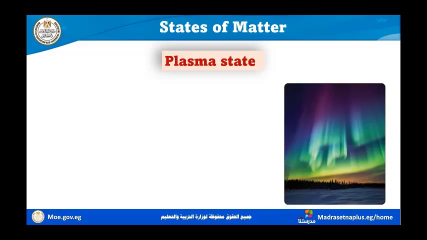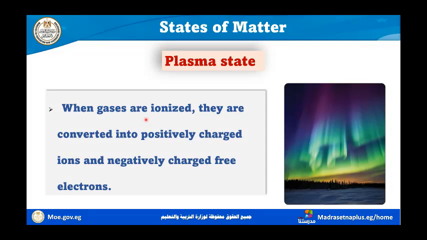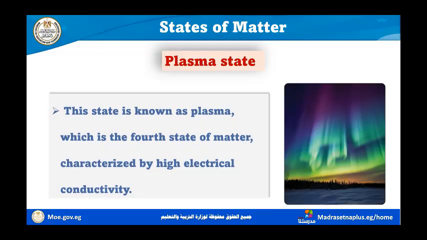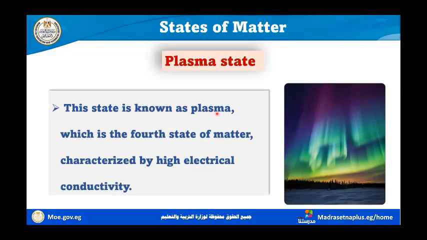Now we are going to explain one of the most wonderful and important states of matter, which is the plasma state. When gases are ionized, they are converted into positively charged ions and negatively charged free electrons. So this is called ionization. When the gas molecules are ionized, they convert to positively charged ions and negative electrons. This state is known as plasma.